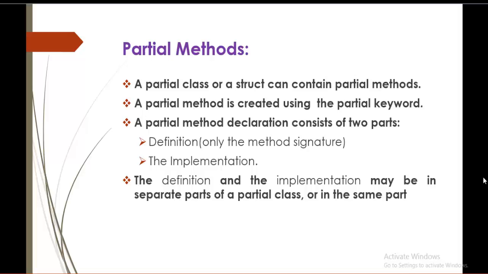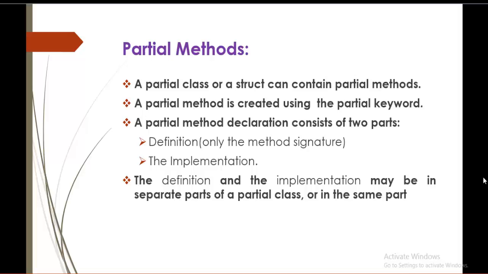Let us recall, in the previous session we created a partial class, and there we used a keyword called partial to create the partial class. Similarly, if you want to create a partial method, then we should make use of the partial keyword. And the partial method declaration consists of two parts. One is the definition and the other is the implementation.